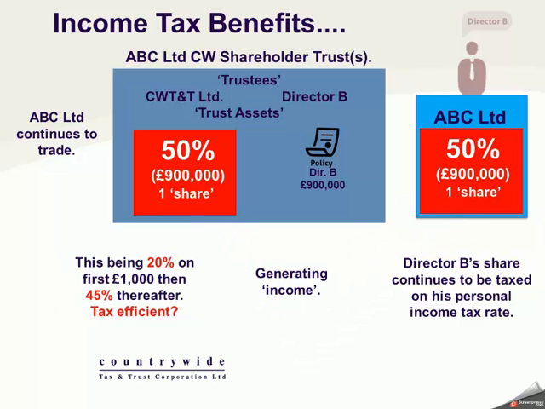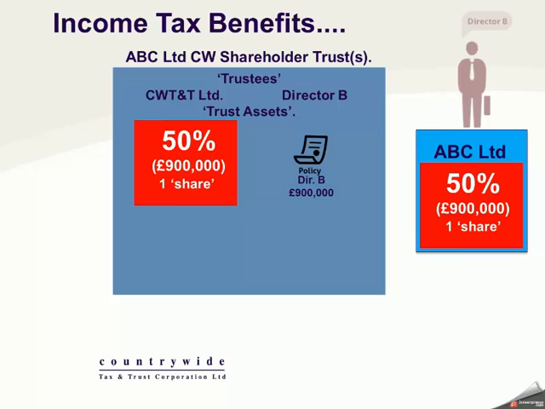Now, on considering the rate of income on the trust, the first £1,000 worth of income is taxed at 20%, but thereafter it's taxed at 45%. And obviously there's a question mark over whether that is as tax efficient as it can be, because that is the highest rate, of course.